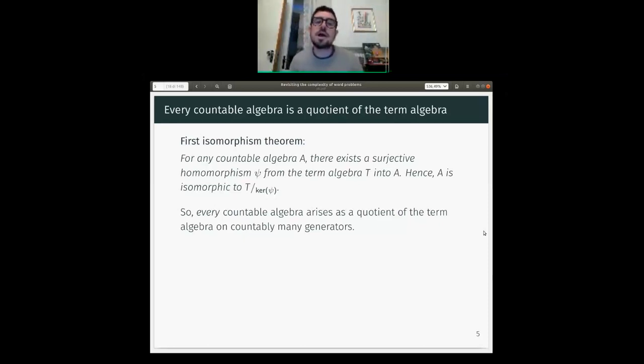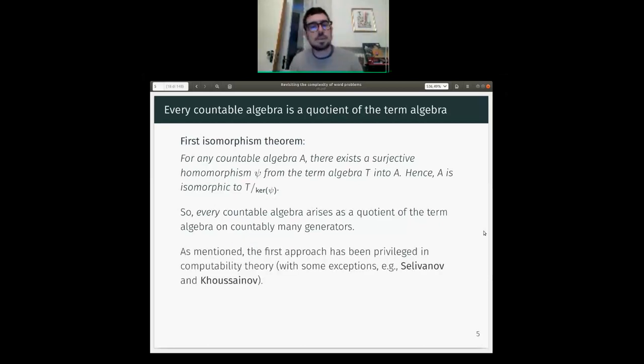Okay, so every countable algebra arises as a quotient of the term algebra on countably many generators. So what do you mean, ciao Luca, what do you mean by term algebra? In the sense that you are anyway imposing some equations, like for example, when you say that everything can be seen as a quotient of a free group, you are already assuming that it's not the term algebra in the signature, but actually you are already imposing associativity and all the other axioms.